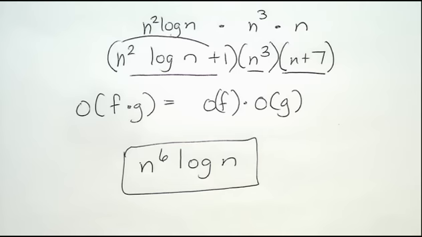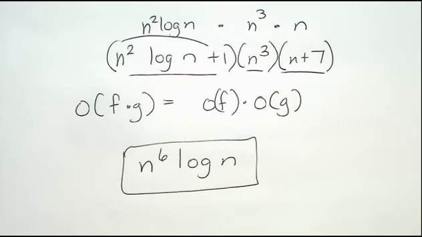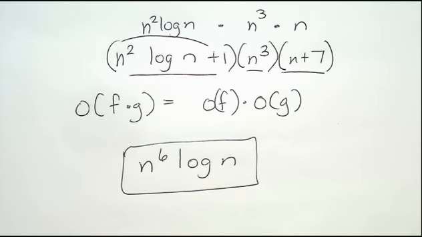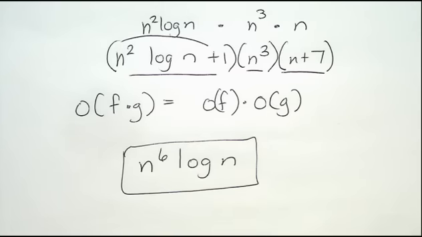The proof isn't that hard. I would separately prove that, so I don't need that. That's already equal to that. So I would have to prove that n plus 7 is less than or equal to some constant times n. And I would have to prove that n squared log n plus 1 is less than or equal to some constant times n squared log n. But it's easy to do with the method we just learned.